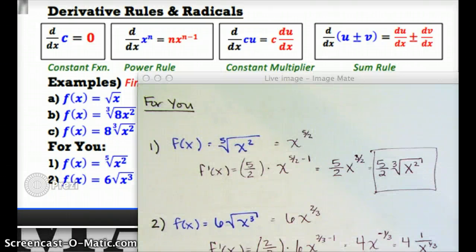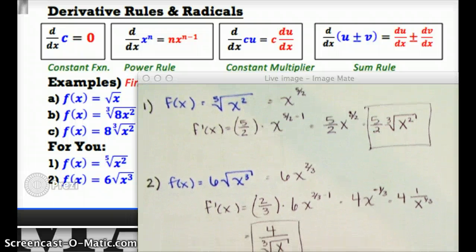Great, here's the work for number 1. And here's the work for number 2.